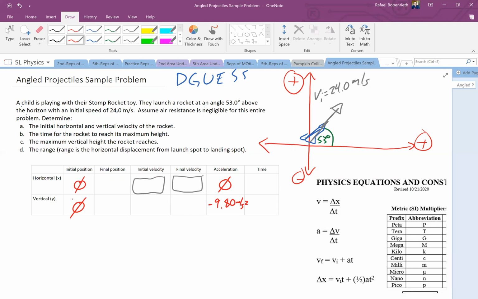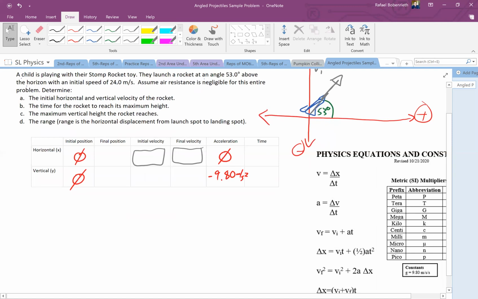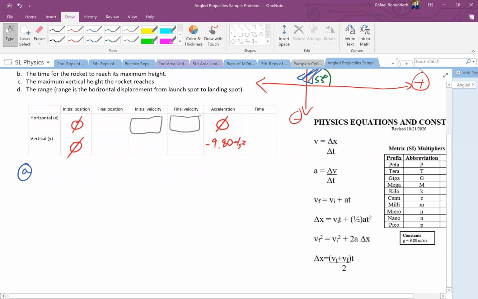Okay, so now let's start solving the problem. Let's start with part A. I'm going to choose blue as my color. In part A, we want to figure out the initial horizontal and vertical velocity of the rocket. To do that, we need to recall our trigonometric functions. I'm writing down SOHCAHTOA, and I'm also going to draw a little triangle here.